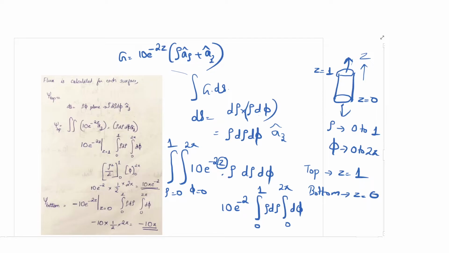Again Z value is varying. If for top part Z is 1, here Z is 0. So on substituting you get e raised to minus 2 into 0, which is 1. So minus 10 pi you are getting. So one is top part, it is a positive value as the unit vector was AZ, but bottom part it is negative as the unit vector is minus AZ.